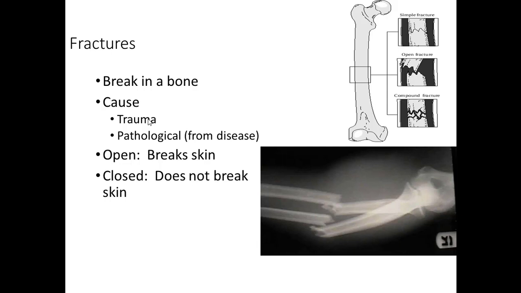A closed fracture is exactly what it sounds like. The bone breaks, but it does not come through the skin. There's no break in the skin, so really there is a very, very minor risk for infection there. The fractures can be complete or incomplete. It can be all the way through the bone. It can be part way through the bone.